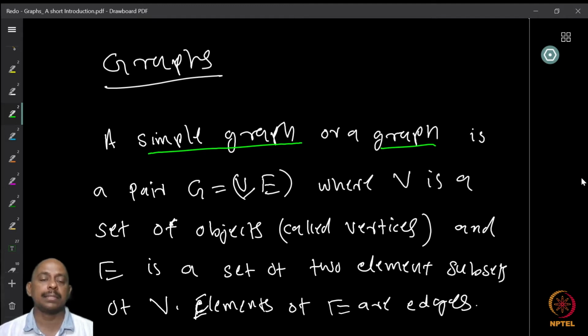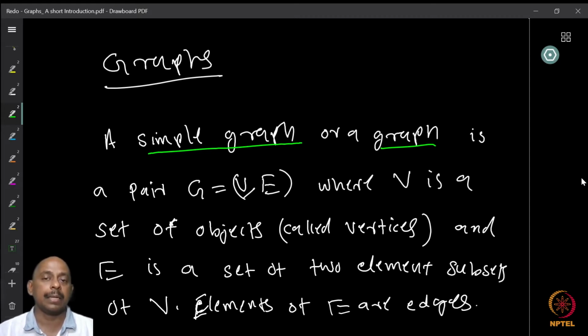So let us start with looking at what are graphs. For the time being, we will define what we call simple graphs, and we will just call it a graph. So for the time being, when I say graph, what I mean is a simple graph. And what is a simple graph?